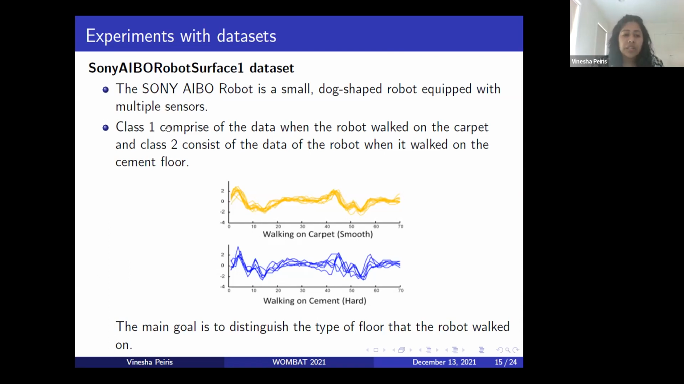In class 1, we have data when the robot walked on carpet, and in class 2, we have data of this robot when it walked on the cement floor. So we have 2 different types of signals here. Now the main goal is to distinguish the type of floor that this robot walked on.